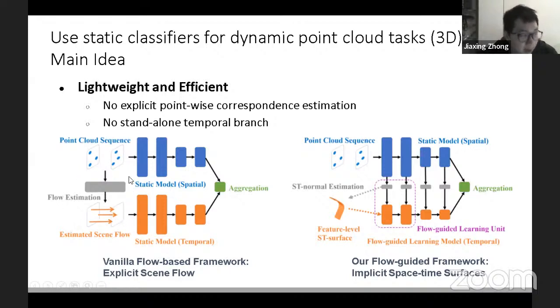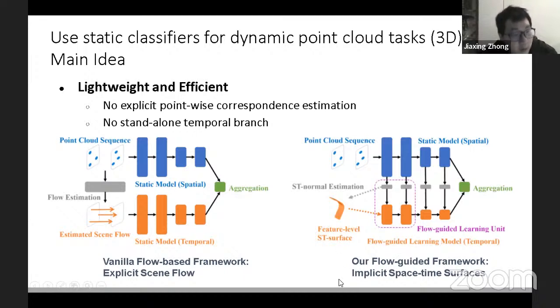After we have the scene flow, although that is a painful process, we have another painful process. We need to use a separate model to take this as the input and then output the classification from this temporal information. Then by aggregating these two streams, we have the final output.